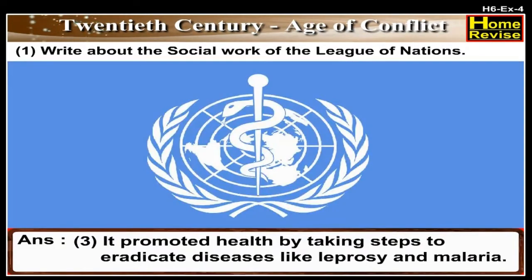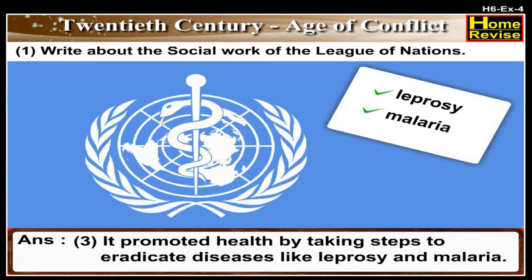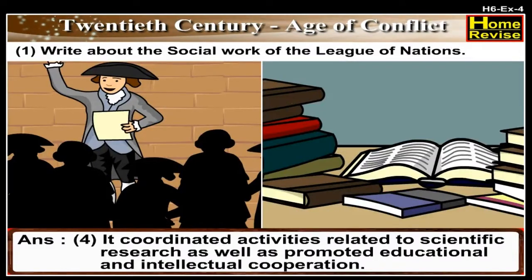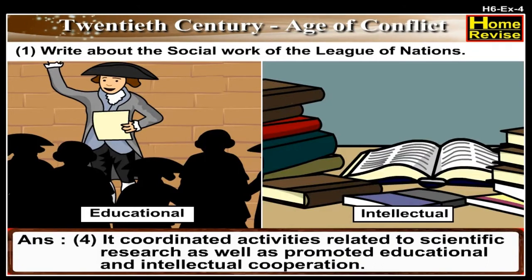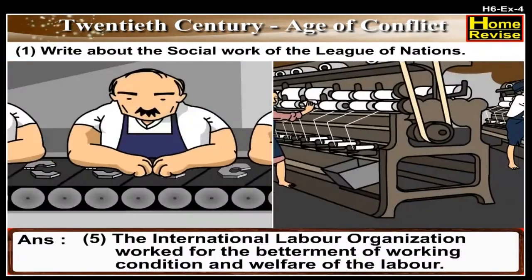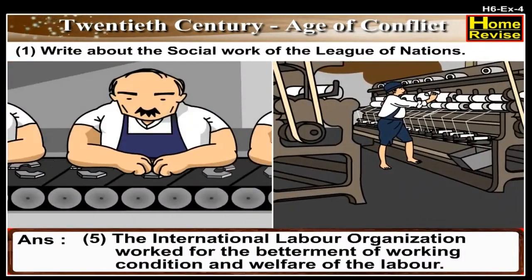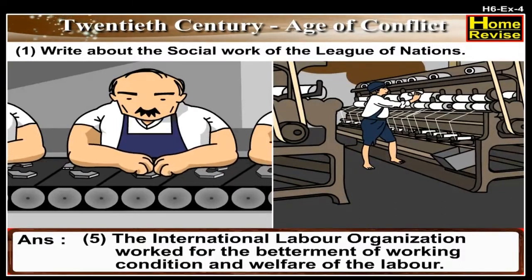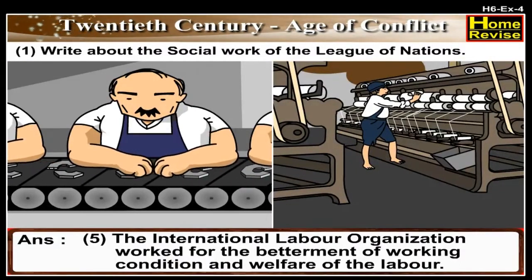3. It promoted health by taking steps to eradicate diseases like leprosy and malaria. 4. It coordinated activities related to scientific research as well as promoted educational and intellectual cooperation. 5. The International Labour Organization worked for the betterment of working condition and welfare of the labour.